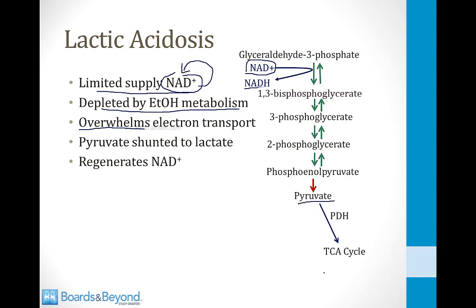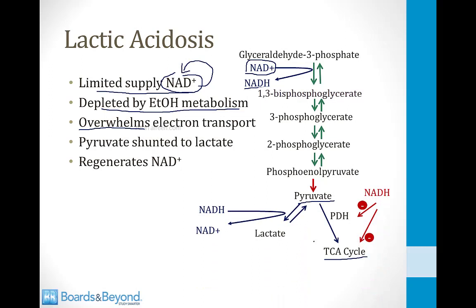Normally, pyruvate from glycolysis enters the TCA cycle, but when the NADH levels get high, they inhibit the enzyme pyruvate dehydrogenase. As a result, pyruvate is shunted to lactate, and this regenerates NAD+. So in the setting of high NADH, which as I told you before is the source of most of the biochemical problems in alcoholism, pyruvate is shunted to lactate and a lactic acidosis can develop.